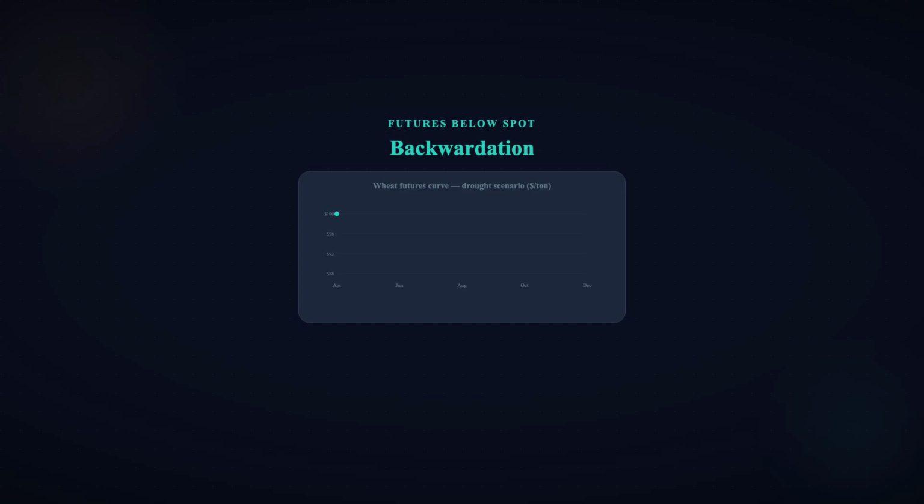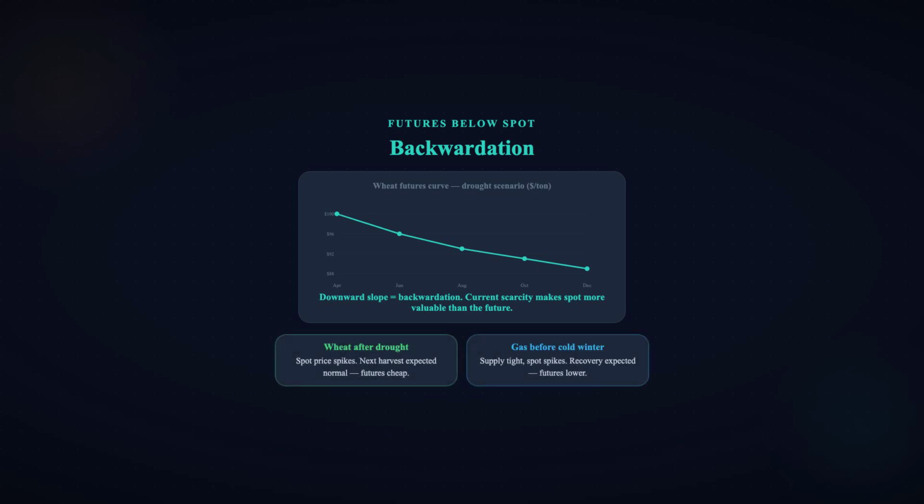Backwardation is the opposite. Futures price below spot. The curve slopes downward. This happens when something is scarce right now but expected to normalize. Think of wheat after a drought. The current harvest is poor. Buyers need wheat today, so the spot price is high. But the next harvest is expected to be better. So futures for delivery in 6 months are cheaper than today's spot price. The market is saying the current shortage is temporary.